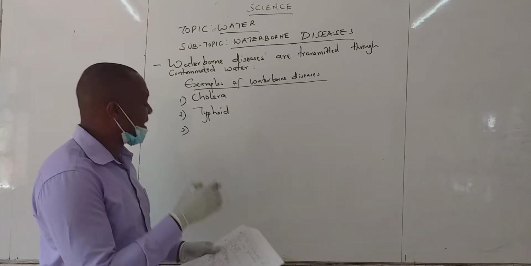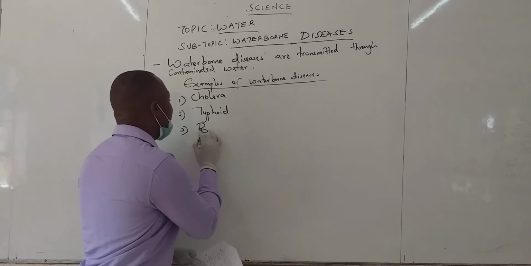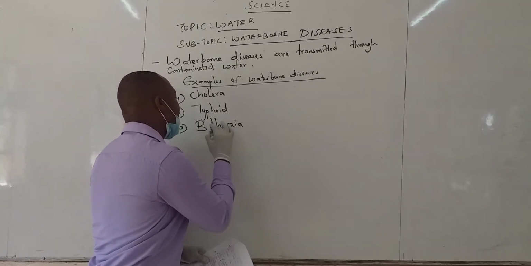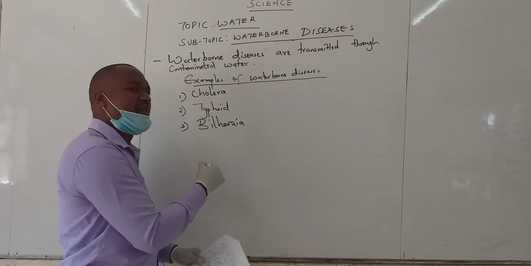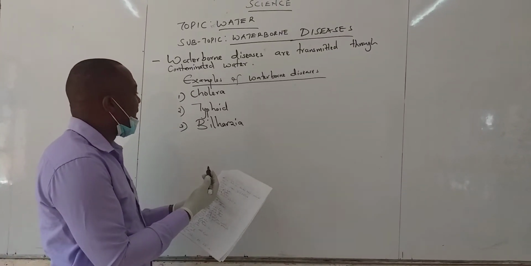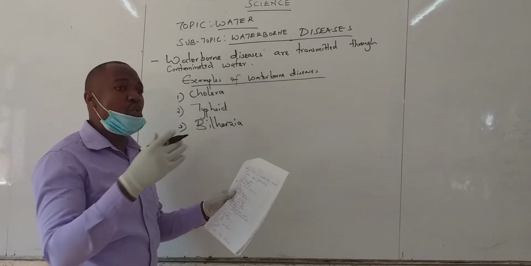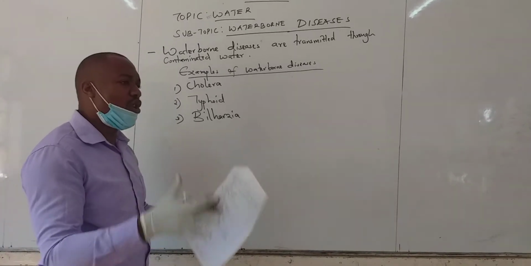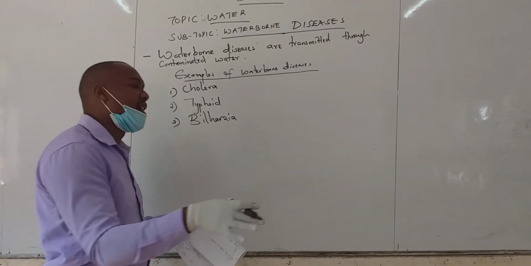And we have another one, which is very important that you know. This one is known as bilharzia. And how do you get bilharzia as a waterborne disease in your body? You get it when you engage yourself with water in swampy areas, or you step into water that is passing.